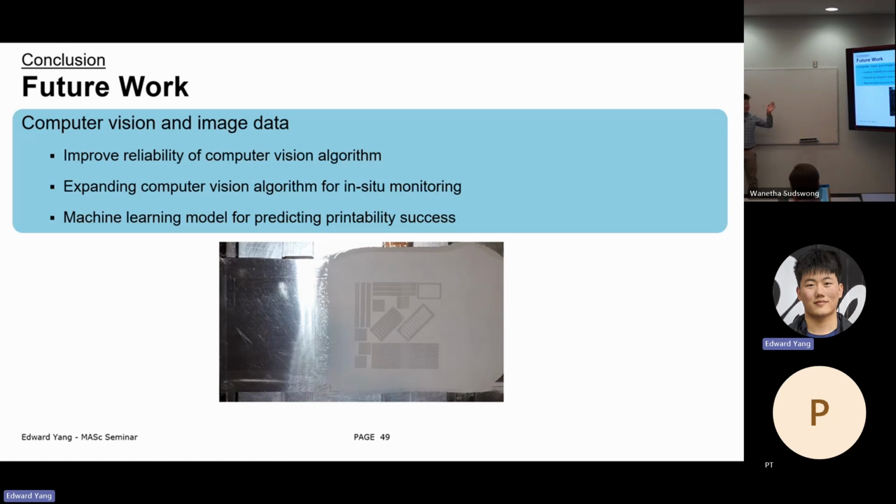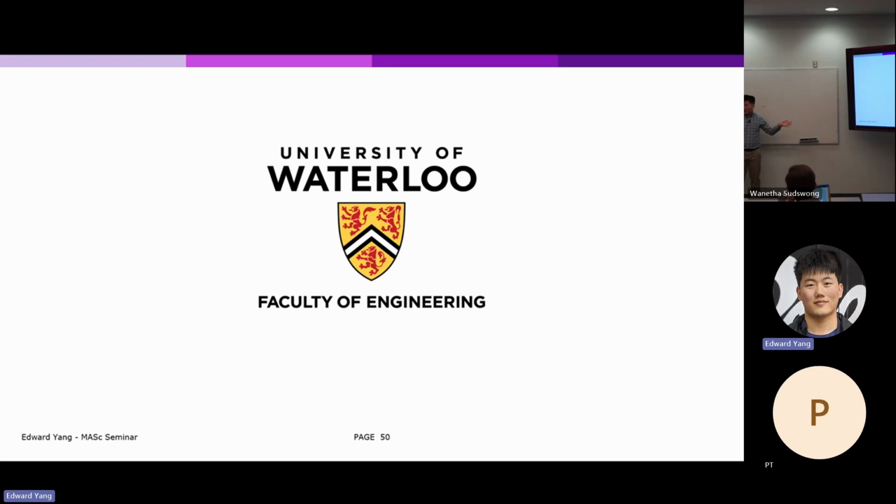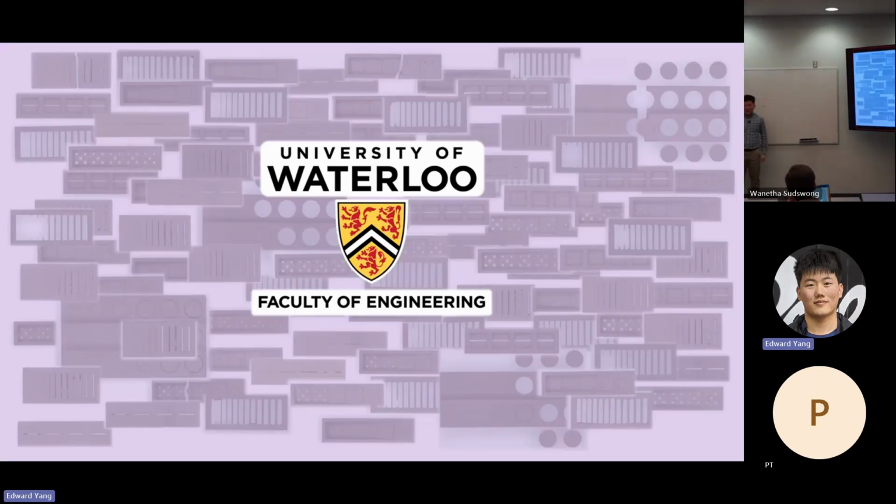If we want to go into machine learning as well, there is plenty of data being generated using this approach that could be used to model this printability in more detail. So rather than just looking at the matrix and design rules, it can get into more complex combinations that a machine learning model might be able to capture that would otherwise be difficult to do with just a simple set of design rules. So that concludes this presentation, and thank you all for listening.